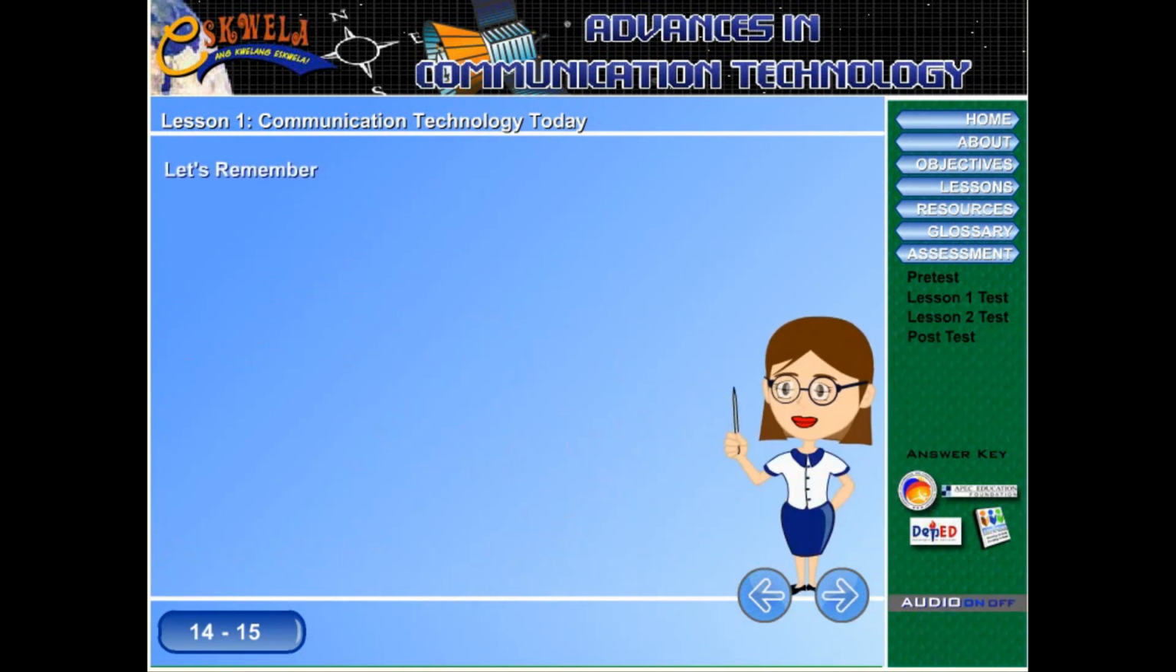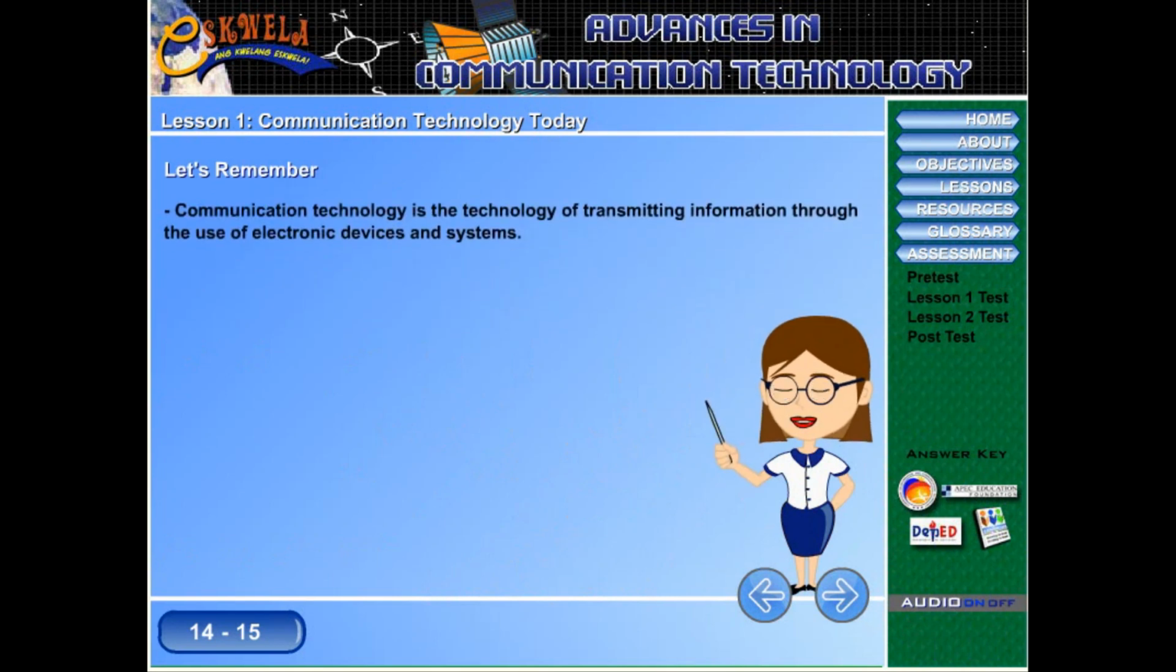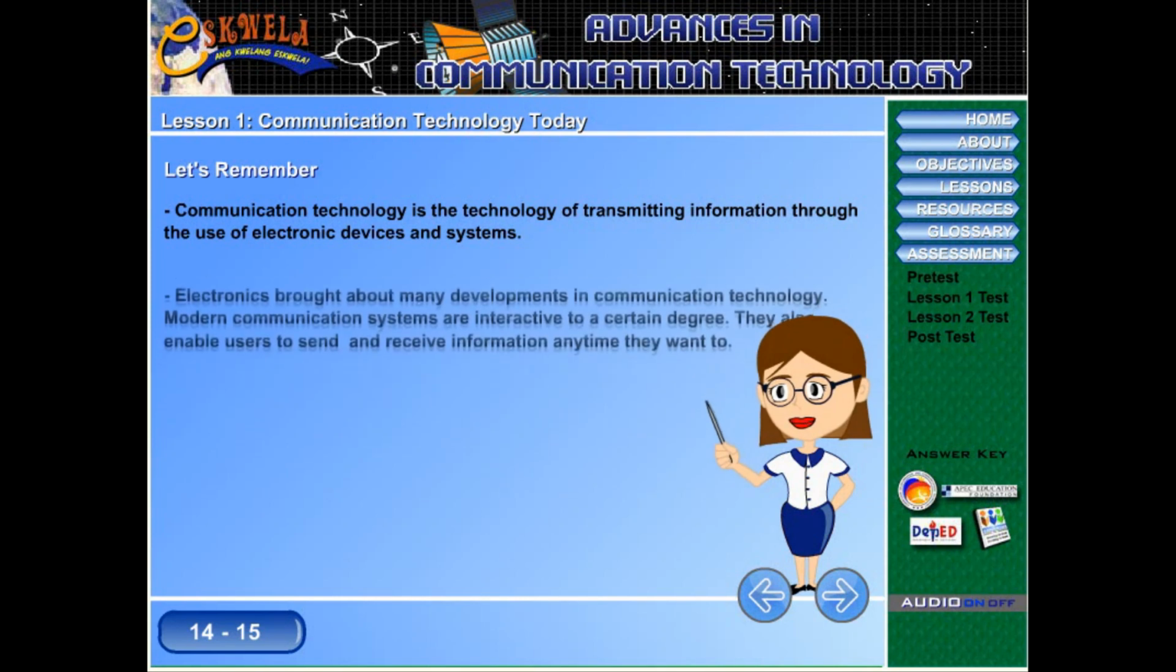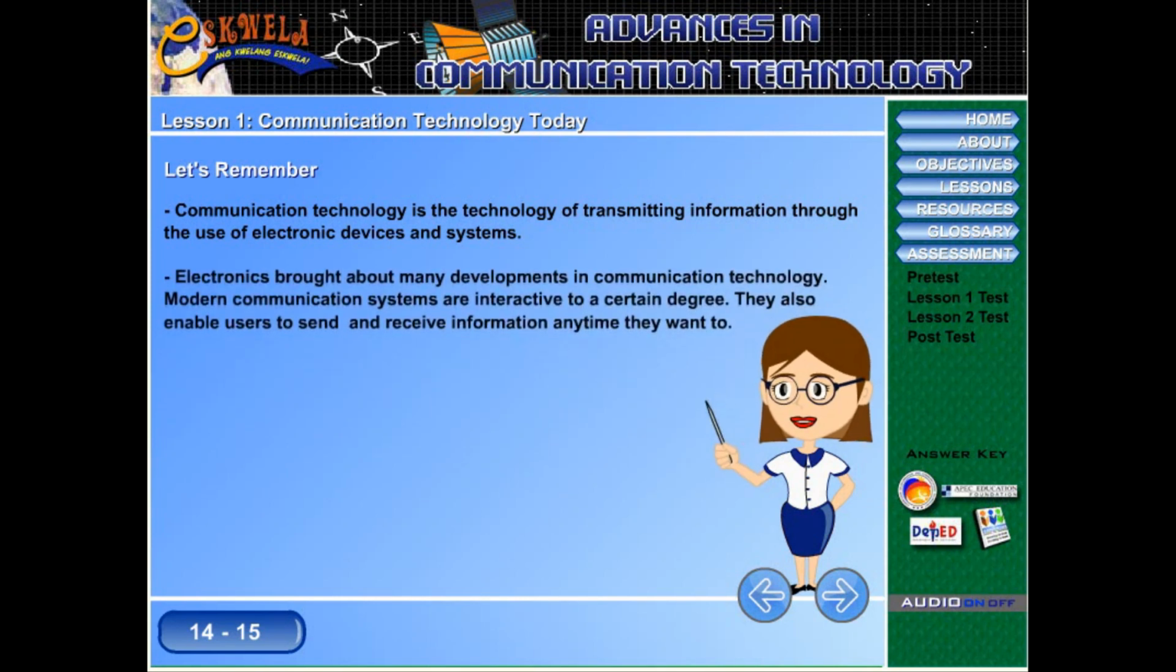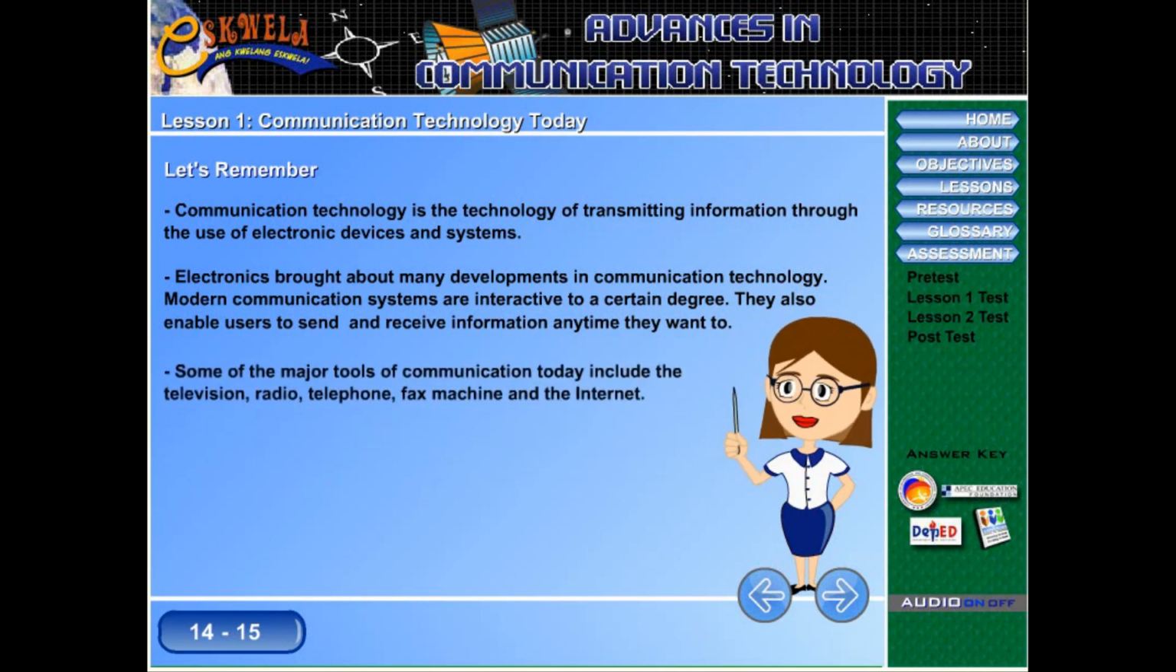Let's remember, communication technology is the technology of transmitting information through the use of electronic devices and systems. Electronics brought about many developments in communication technology. Modern communication systems are interactive to a certain degree. They also enable users to send and receive information anytime they want to. Some of the major tools of communication today include the television, radio, telephone, fax machine, and the internet.